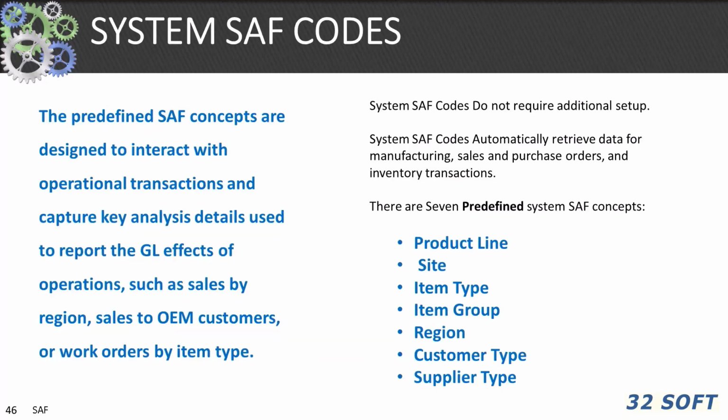QAD provides 7 SAF concepts which are predefined and provided with the system. The predefined SAF concepts are designed to interact with operational transactions and capture key analysis details used to report the GL effect of operations, such as sales by region, sales to OEM customers, or work order by type. These 7 codes are product line, site, item type, item group, region, customer type, and supplier type.